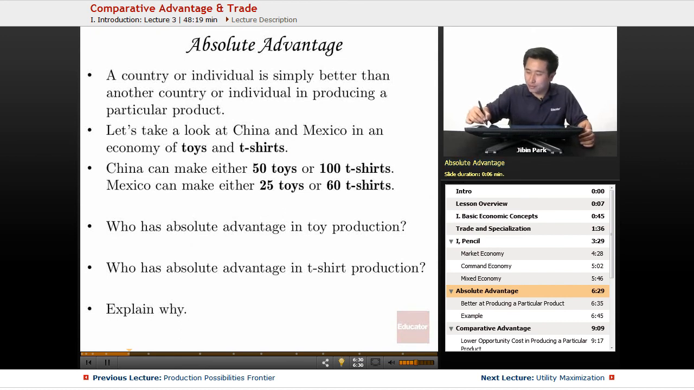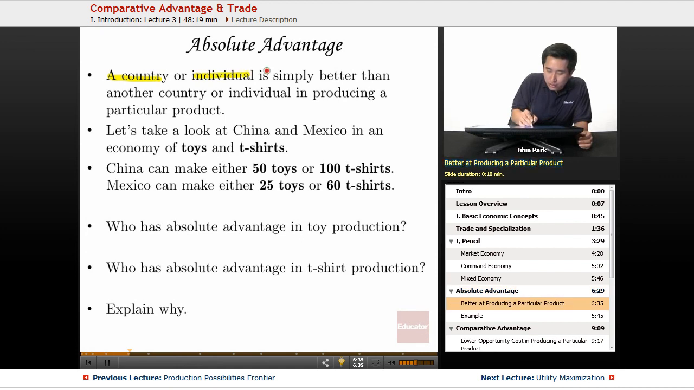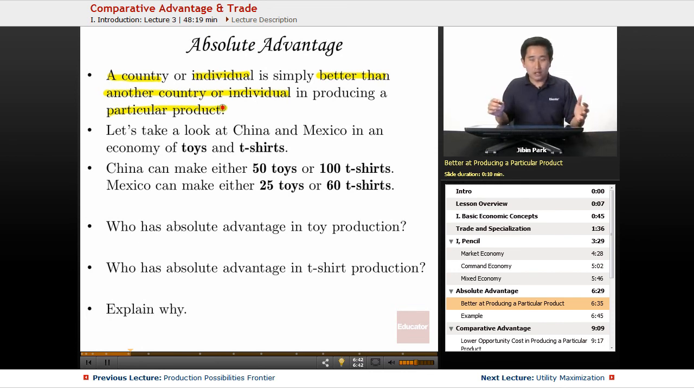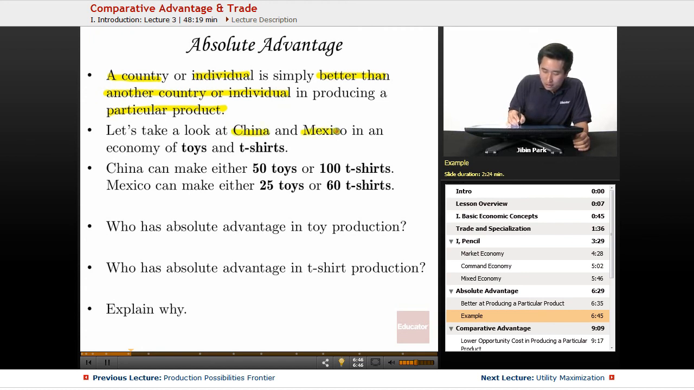So absolute advantage, what is absolute advantage? It's exactly how it sounds. A country or individual is simply better than another country or individual in producing a particular product. So let's take a look at a country and use actual numbers for this example. Let's take a look at China and Mexico, an economy of toys and t-shirts. China can either make 50 toys or 100 t-shirts, and Mexico can either make 25 toys or 60 t-shirts. So the question, given their production capabilities, is who has absolute advantage in toy production?